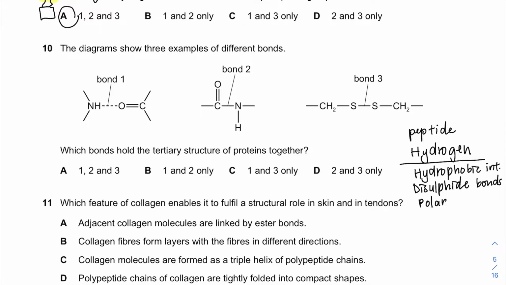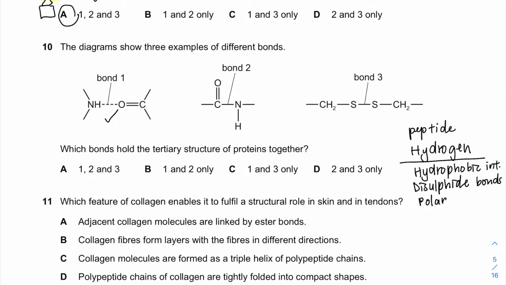Bond 2 is just your usual peptide bond. So this is found in primary and secondary structure, not just the tertiary structure. And here, bond 3 has two sulfurs, so therefore it is the disulfide bond. So your answer is 1 and 3.